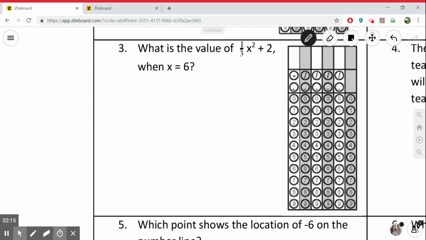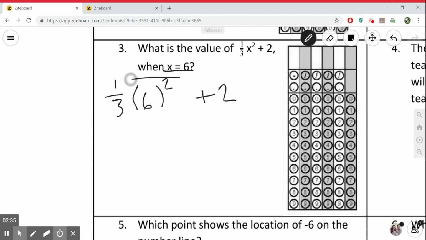Question number 3 says, what is the value of 1/3 x squared plus 2 when x is equal to 6? This is really important that x is 6. So I'm going to type in 1/3. But remember, x is a variable. So I'm going to put parentheses. And instead of that x, I'm putting a 6. And that's squared plus 2.